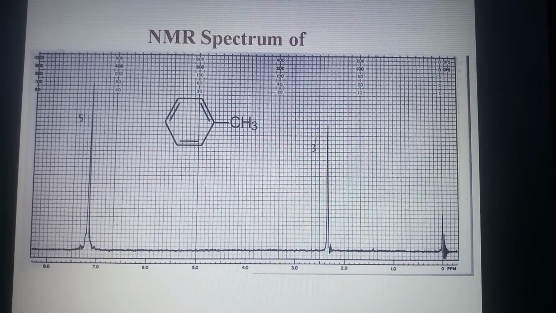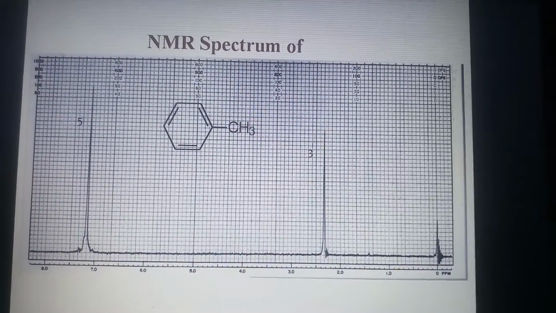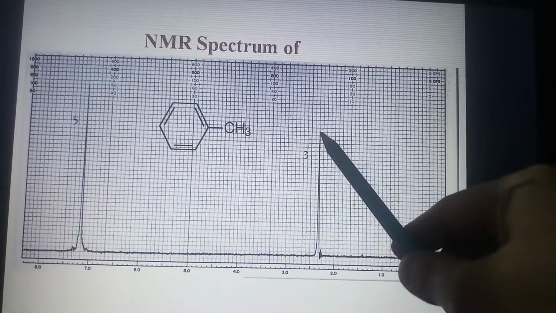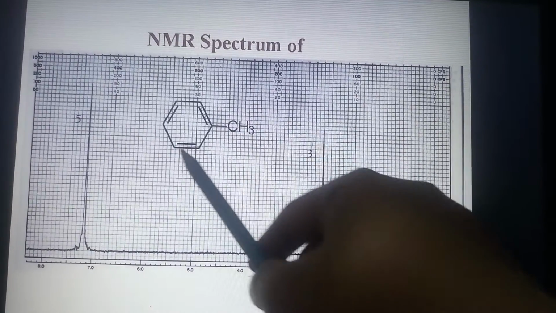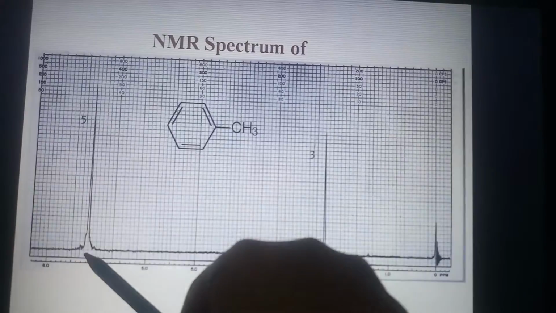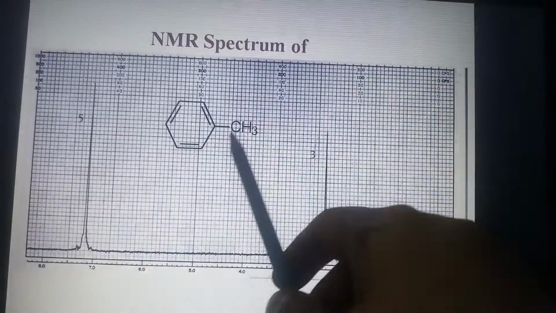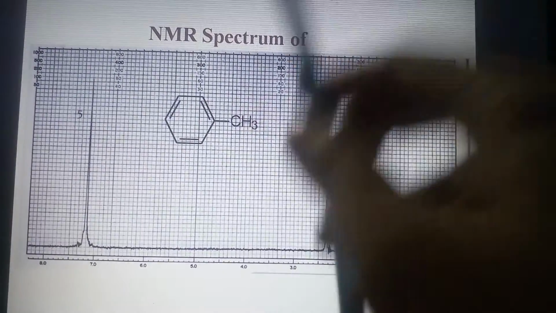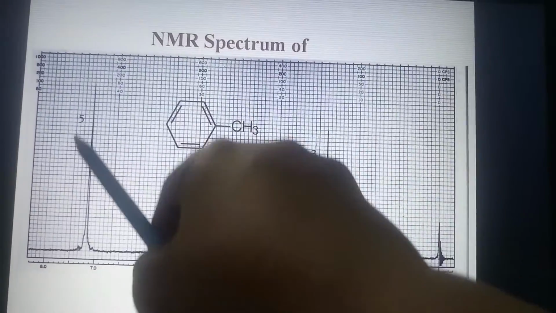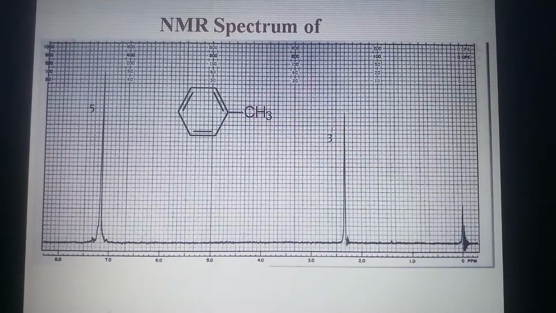You can see it is the NMR spectrum of toluene. All 3 methyl protons are here, and all 5 ring protons will appear at 7.2, and it is iconic. In case of toluene, all 5 protons will appear at 7.2 ppm.